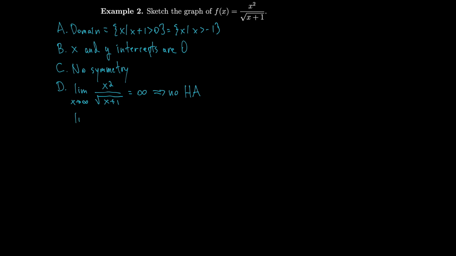Let's see if there are any vertical asymptotes. That's when the denominator could potentially be 0. So let's try plugging in minus 1 and looking from the right. So that's equal to infinity again. But in this case, because we're looking at x approaching a finite value and we get a limit of infinity, that's a good thing if we want an asymptote, because this gives us a vertical asymptote.